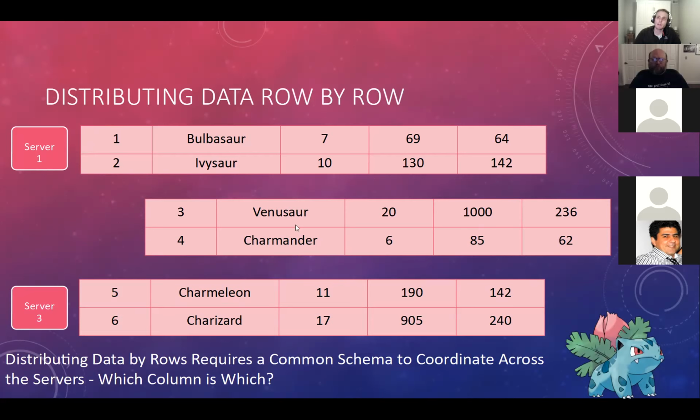And what I mean by that is you would have to coordinate across the servers which column represents what type of data. Otherwise, if you didn't have a common schema, then one column on one server might not represent the same type of data on another server. So that would be if you were trying to distribute data row by row.